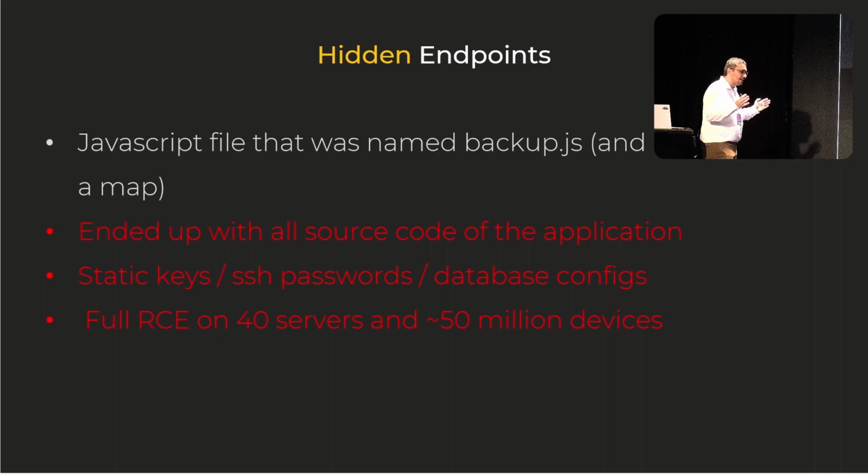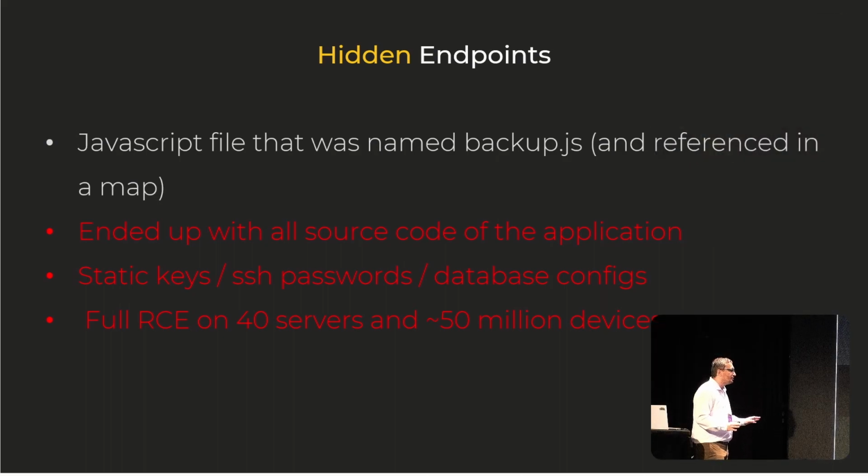It was tarring all the source code and putting it in the web root. So with a really strange file name, but I had the file name. So I downloaded all the source code. This is red, don't do it. The source code had static keys, SSH passwords, database passwords. It has everything. You could get full RCE on 40 servers.